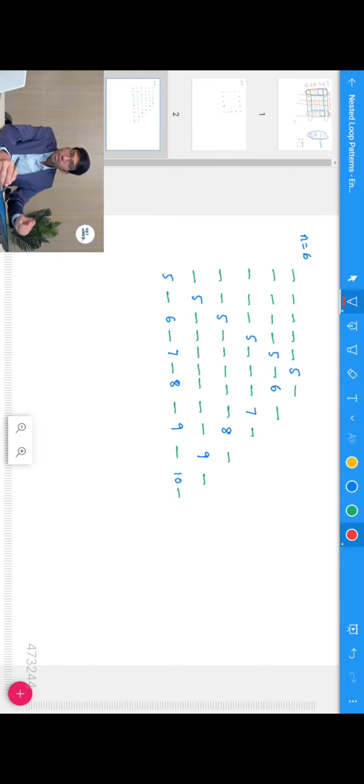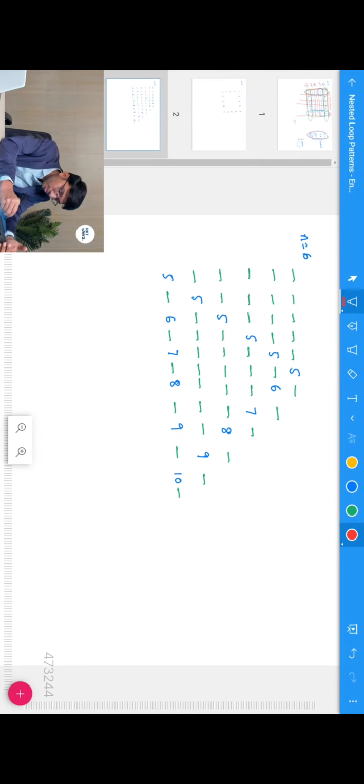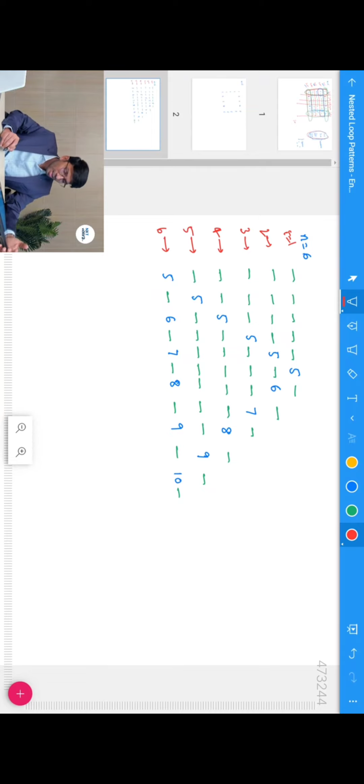Next, let's calculate the row numbers and column numbers. First this will be i equal to 1. This will be i equal to 2, i equal to 3, i equal to 4, i equal to 5, and i equal to 6. The number of columns are varying. It is depending on the number of rows, which is the i. So let's not focus on the number of columns right now. Let's just focus on the number of rows. So n equal to 6, because of that, we have 6 rows.